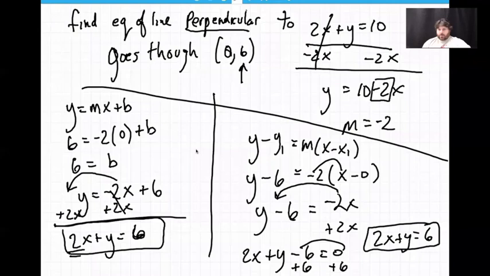So I found my slope by stealing it from this perpendicular line that I knew of. I found the b, or I just wrote the equation, and then I write it in the right form. You've got to make sure in the end that you write it in the right form.